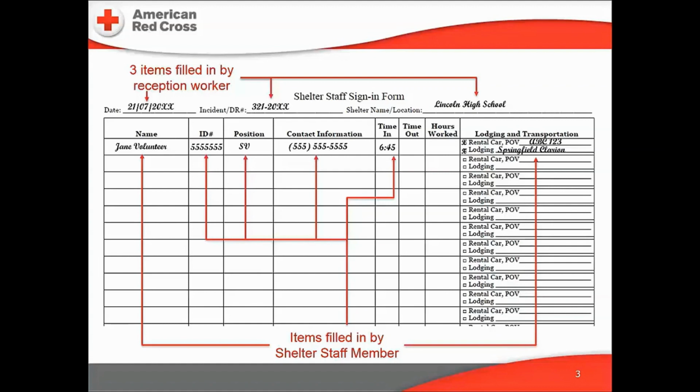Lodging and transportation. This last column has information that is needed by logistics to keep track of the number of rental cars and hotel rooms that the Red Cross is paying for. The shelter staff sign-in form, a critical snapshot of the current staff population in our shelter.